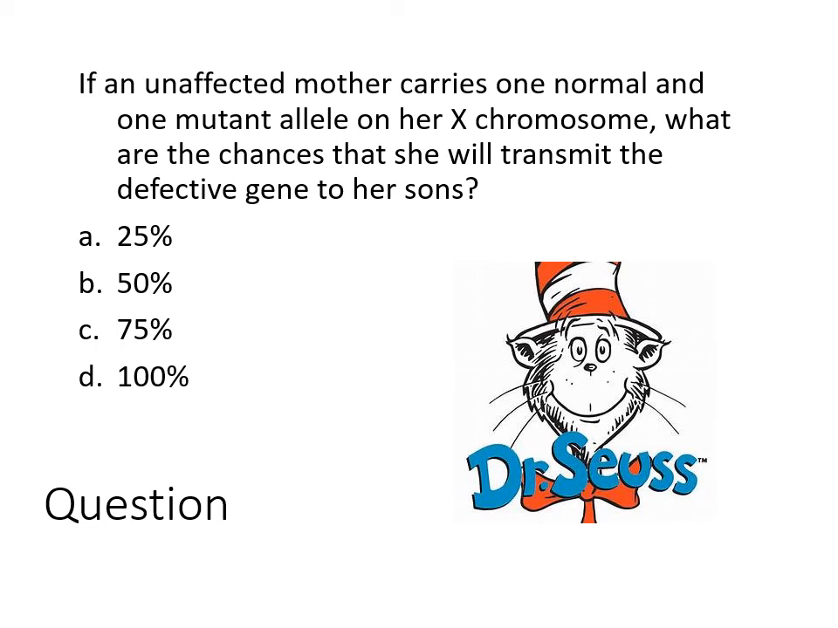Well, so she has 2 X chromosomes, one of them's abnormal. So every time she has a child, she's going to give either a normal X chromosome or an abnormal X chromosome. And the father, in order to have a son, is going to give a Y chromosome. So there's a 50-50 chance she's going to give either the normal or the abnormal X chromosome, right? So it's 50%.